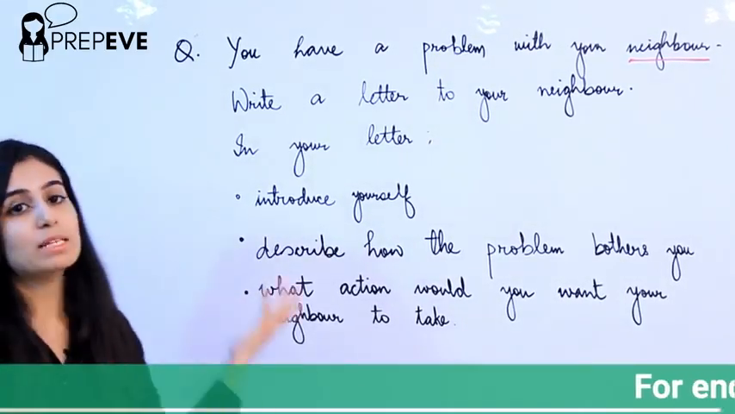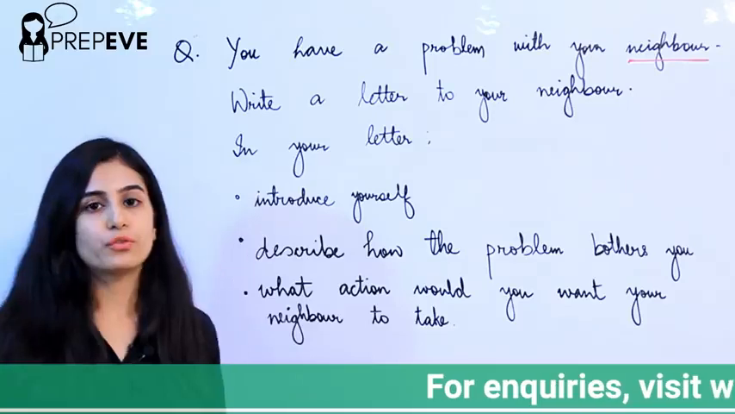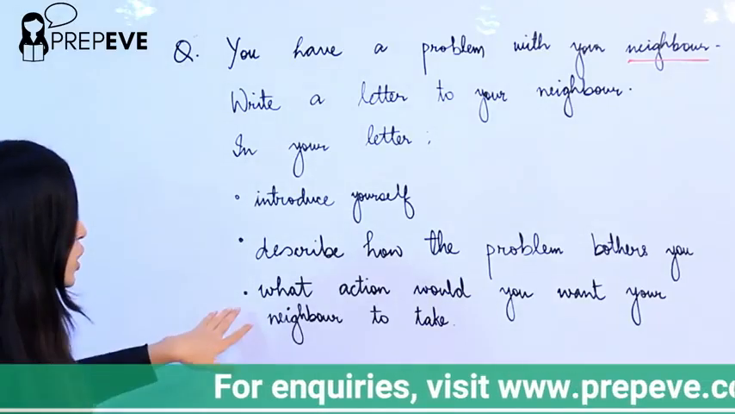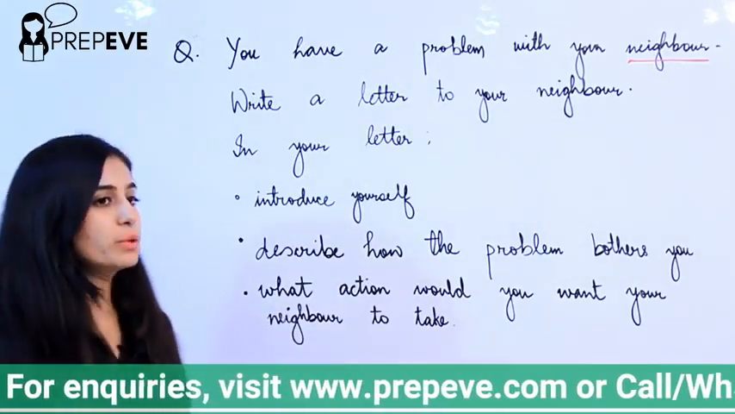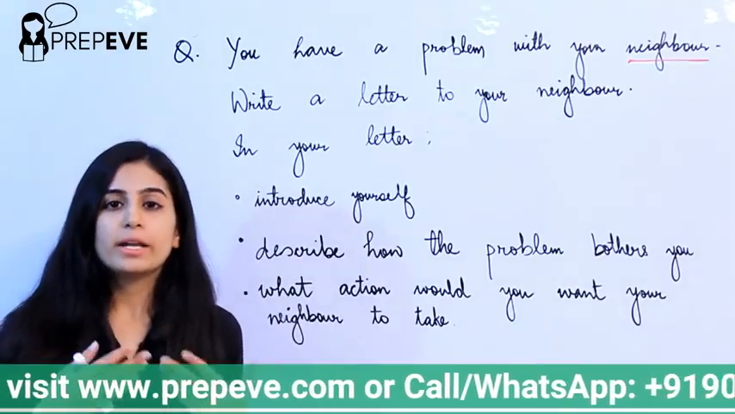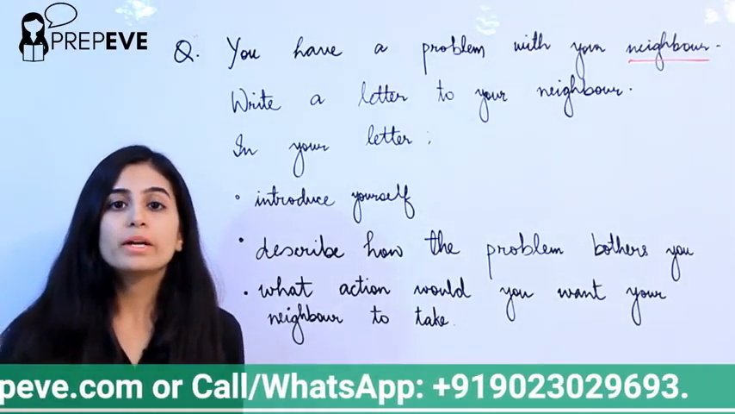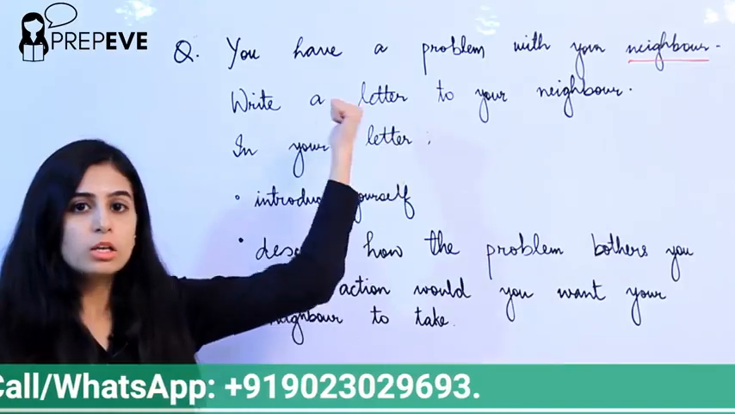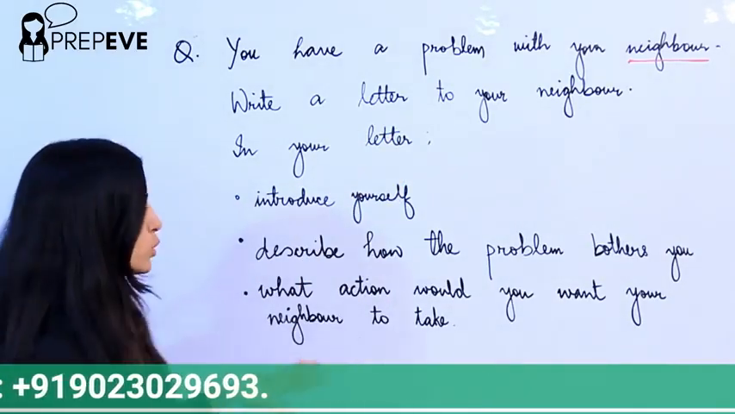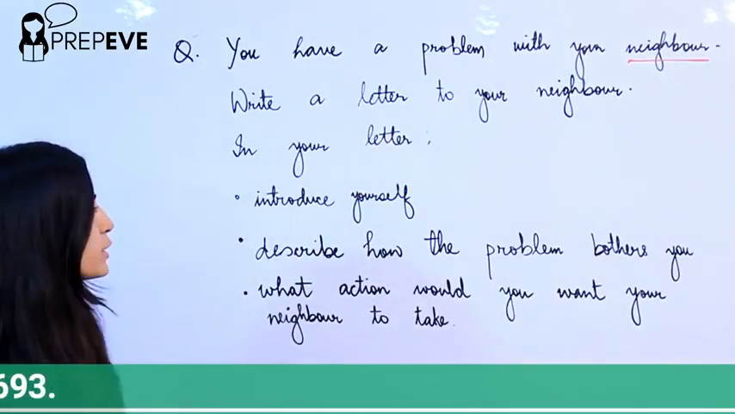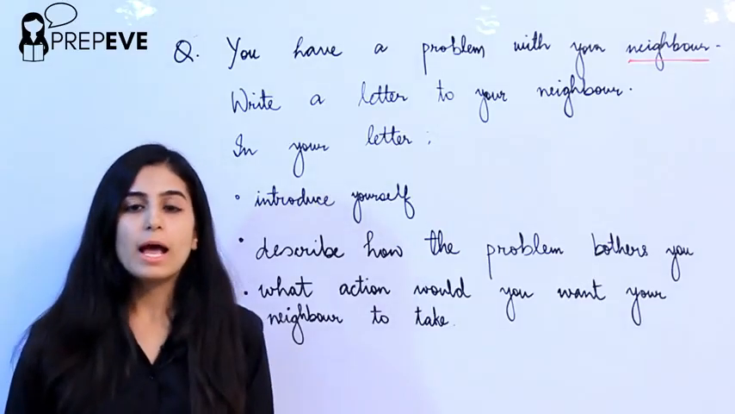Number 3, now that something is bothering you, you obviously want a solution for it. You're looking for a solution. What action would you want your neighbor to take? You need to tell your neighbor a solution. What do you want him to do to solve this particular problem? So, these are the 3 things that you have to mention in your letter.